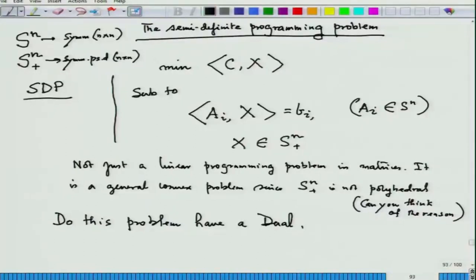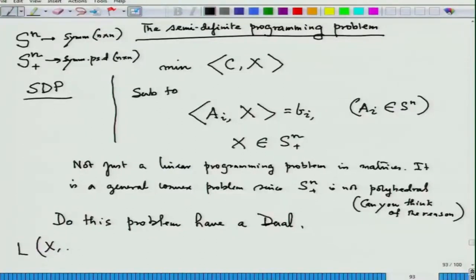I can imitate what I have done for the other case and write the following. I can now construct a Lagrangian. So, how do I construct a Lagrangian associated with the SDP problem? Here I cannot explicitly write down these constraints in the form of inequalities. So, I will do the following.